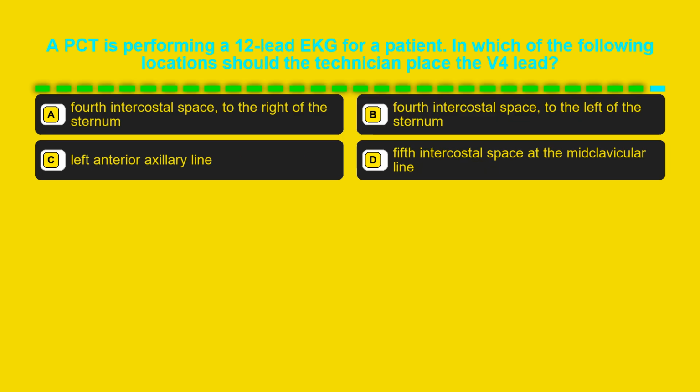Question 26. A PCT is performing a 12-lead EKG for a patient. In which of the following locations should the technician place the V4 lead? Option A. Fourth intercostal space, to the right of the sternum. Option B. Fourth intercostal space, to the left of the sternum. Option C. Left anterior axillary line. Option D. Fifth intercostal space at the midclavicular line.